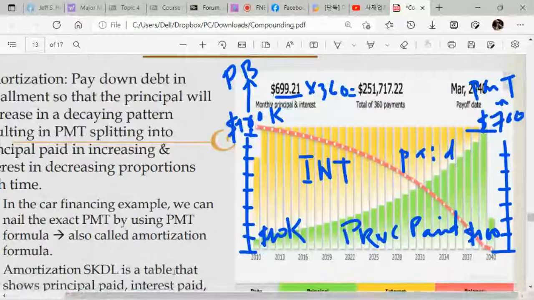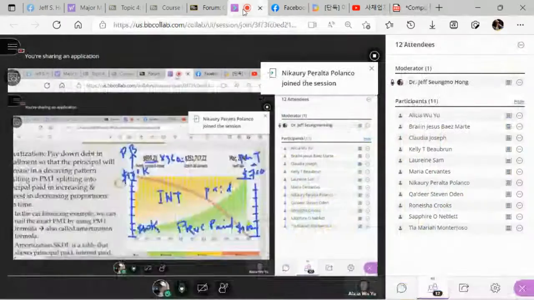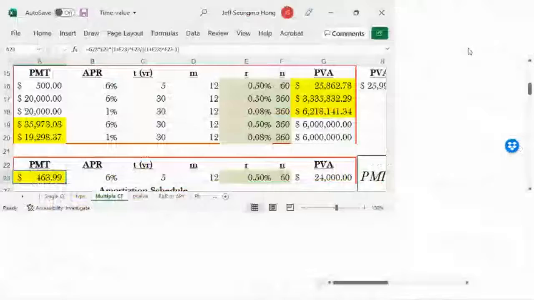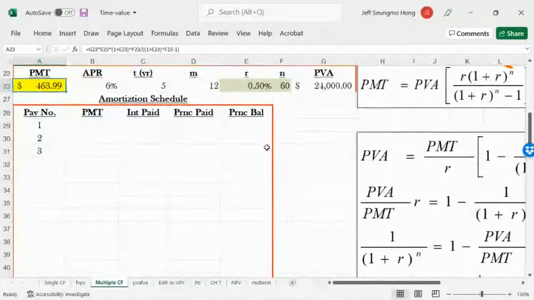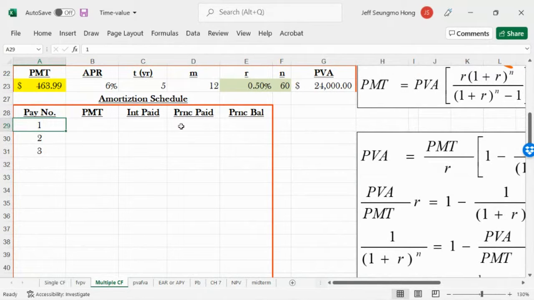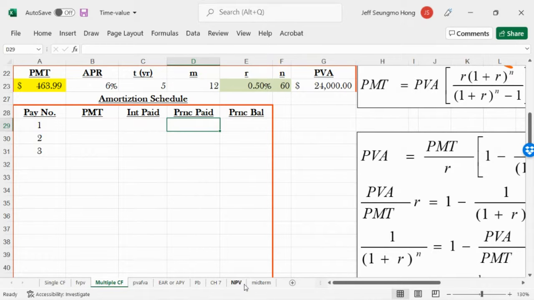Okay, now, where was I? So let's go to our Excel file and let's go to the amortization schedule. Let's go to row 29. An amortization schedule shows the breakdown of this payment into interest and principal, because the monthly payments must break down into interest and principal. Every time it's going to be different. Principal will increase exponentially, interest paid will decrease exponentially, right? Payment is always constant. Principal balance will also decrease exponentially.